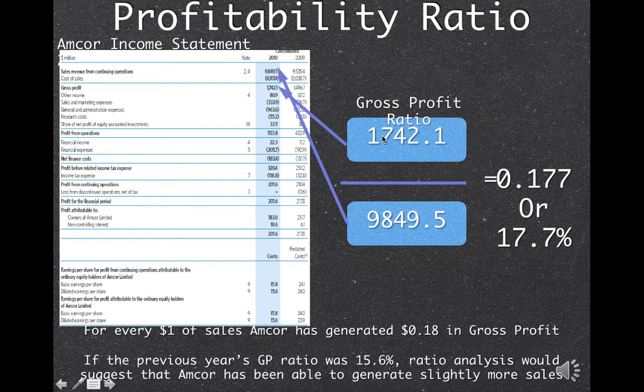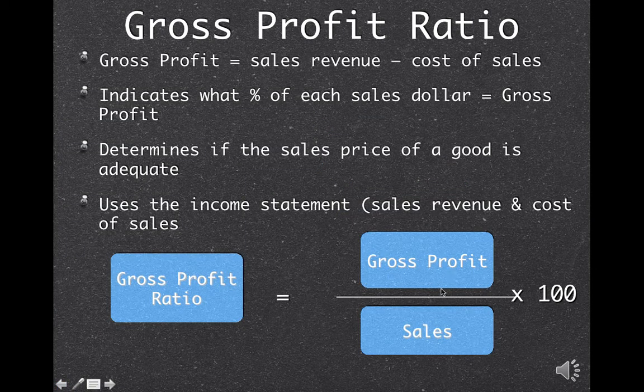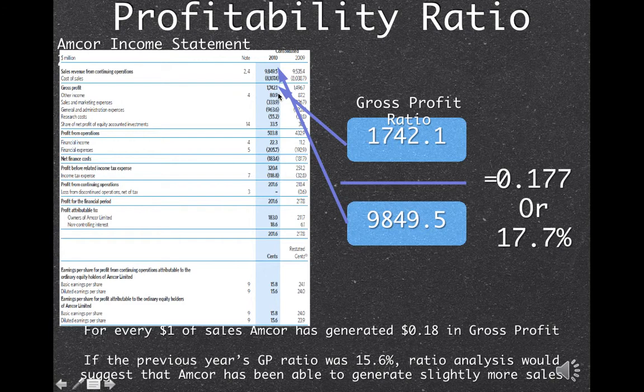So the sales revenue and the gross profit are shown on here. Remember the calculation. If we go back one screen, we needed to know the gross profit divided by sales. So let's find the gross profit. Gross profit is here, shown on the statement, 1742.1. The sales, 9849.5. Times 100 will give us 17.7%. Before we do that, it gives us 0.177. If you do that calculation, you'll get this result.